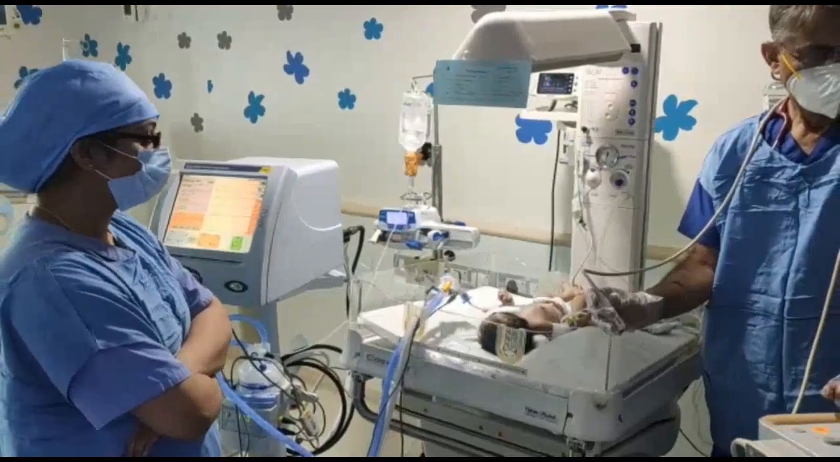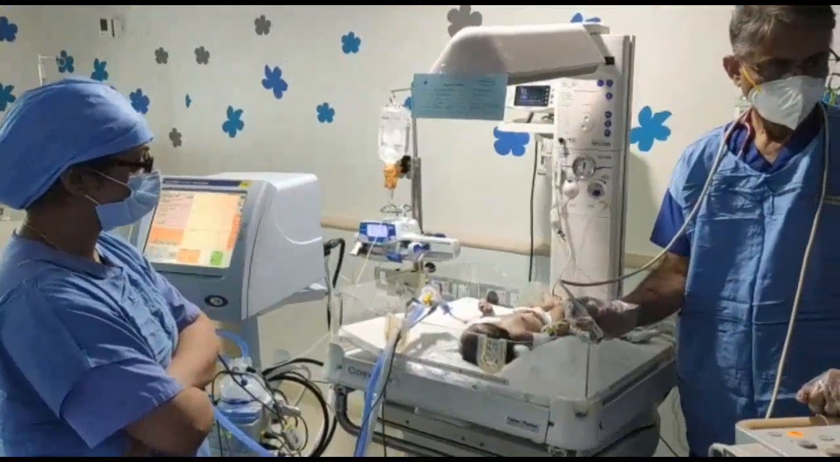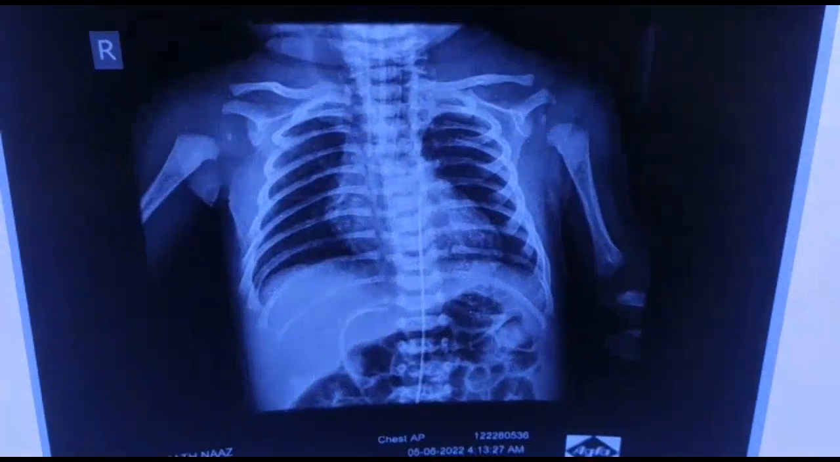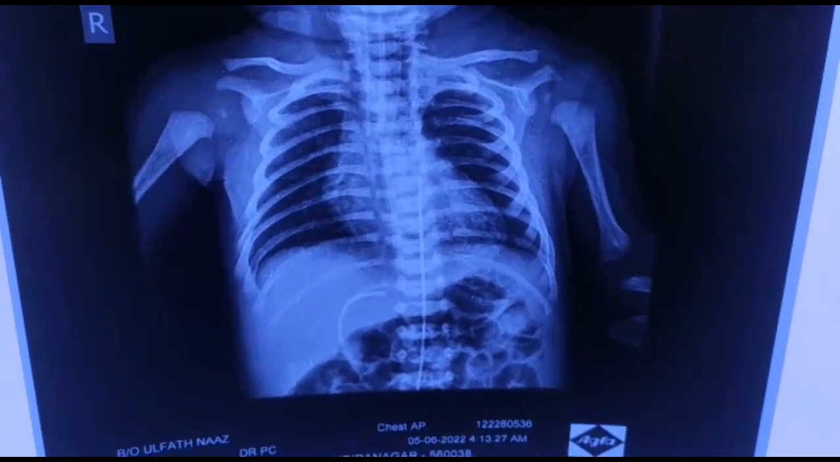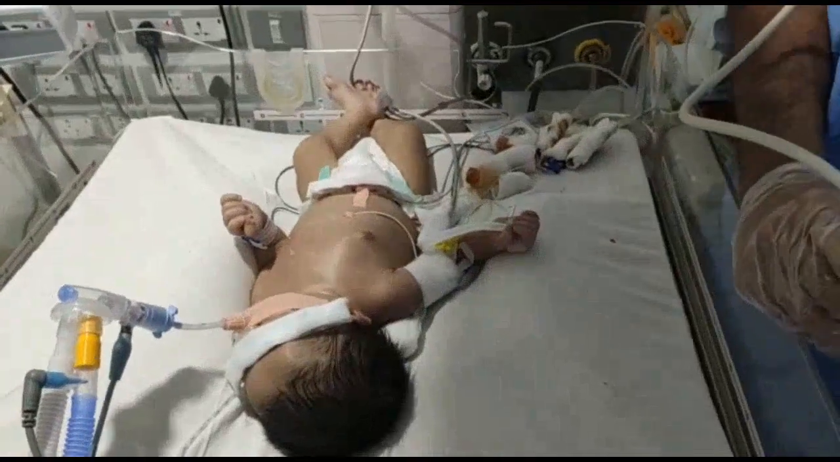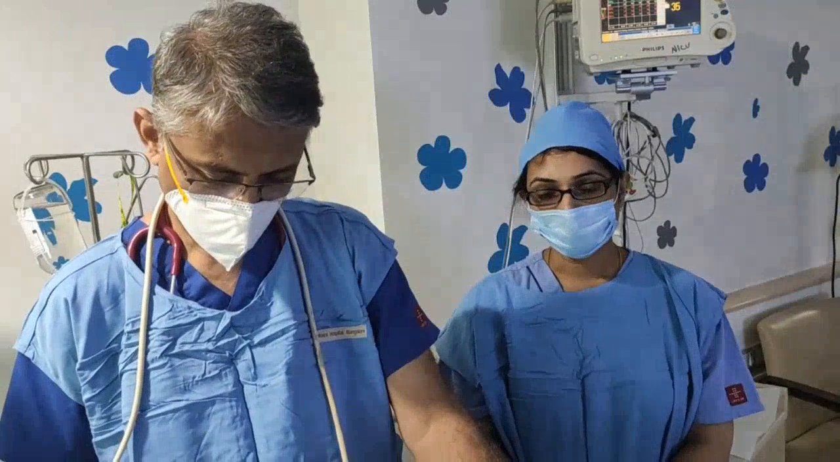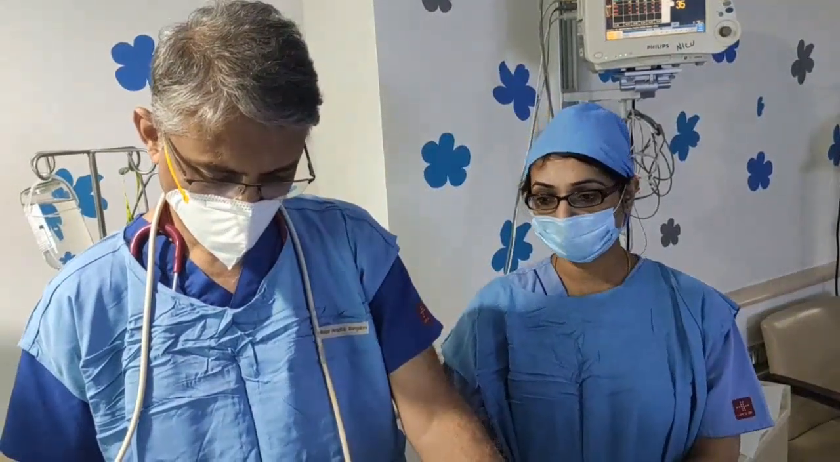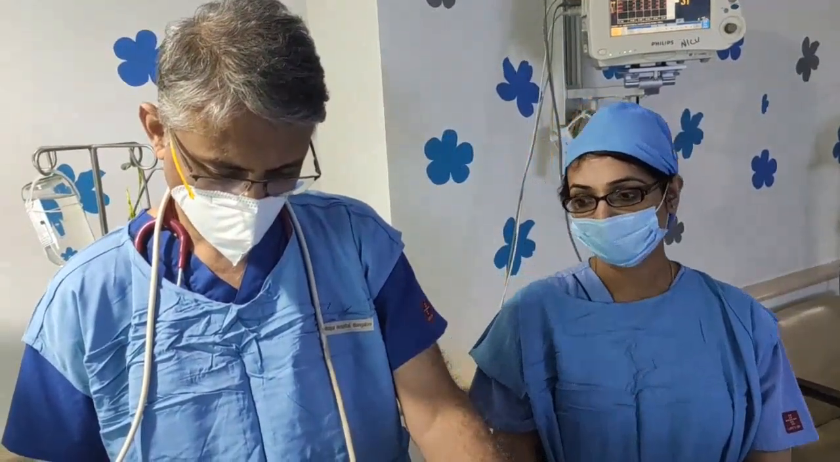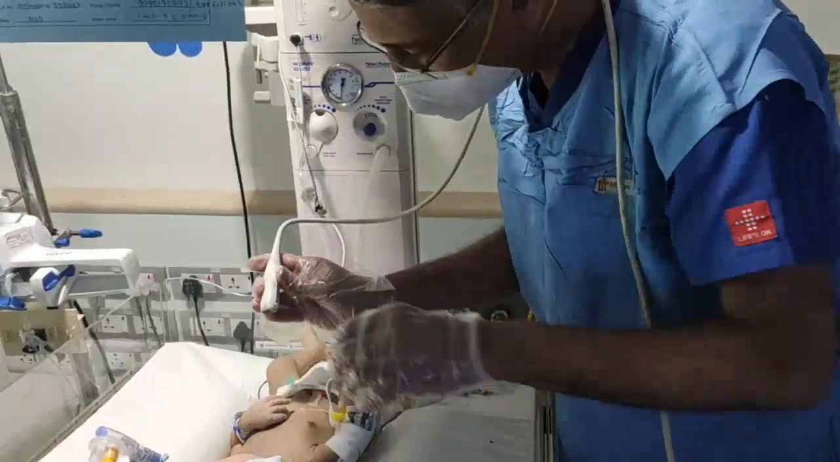Newborn presented with hypoxic respiratory failure, with a ground glass appearance. Echocardiography done suggested the features of transposition of great vessels. Kindly demonstrate echo features of transposition of great arteries on parasternal long axis view.